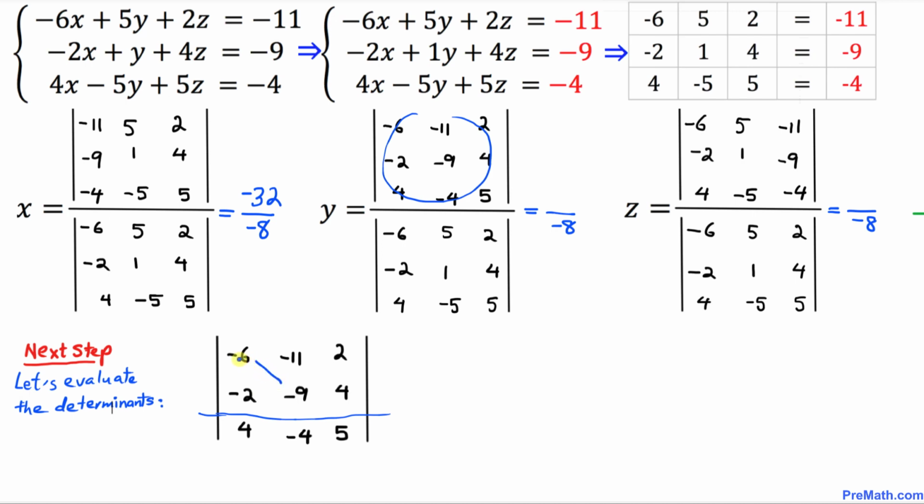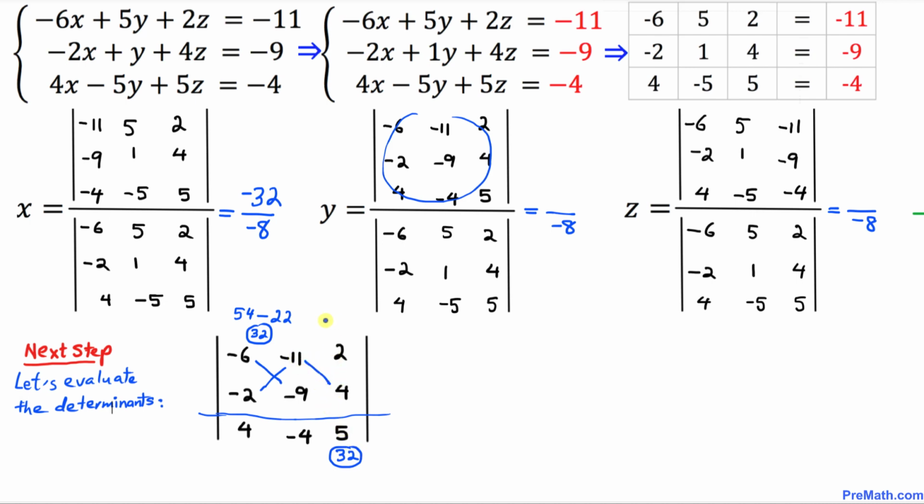Okay, so negative 6 times negative 9 is going to be positive 54. Then we put a minus sign and we multiply this way, so that's going to give us positive 22. So that is going to give us 32. As you can see, this one, when you subtract this, 32 is going to go in this opposite side, as you can see. Let's crisscross the next two columns.